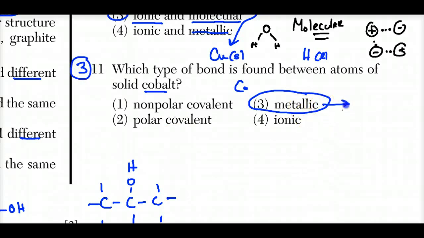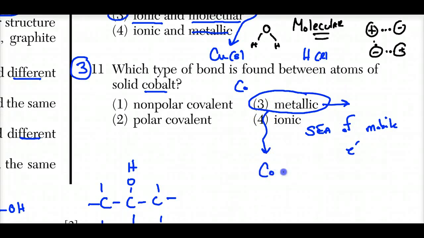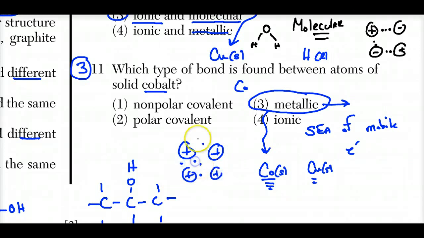You should know metallic compounds have that sea of mobile electrons. And they have the what? The chemical formula of just the element. So cobalt solid or copper solid. They're the atoms bonded to themselves. And they're called metallic bonds because they're just metals bonded to themselves, sharing their electrons in this sea of mobile electrons that gives them their distinct property of being great conductors of heat and electricity. Choice 3, metals bonding to metals is metallic.